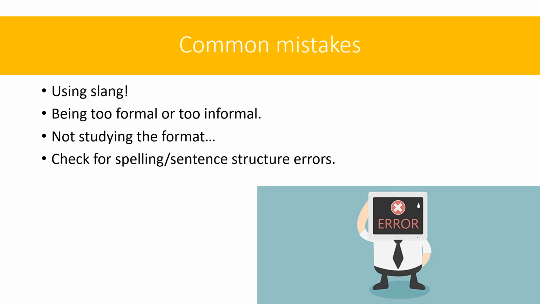Then another mistake that learners often make is not studying the format. Understanding the format is going to help you when you're writing these transactional writing pieces. Remember, transactional writing really boosts your marks, in the term as well as in the exam. And then a common error that many learners make is not checking for spelling errors and sentence structure errors. If you are finished early, read over your piece of writing and make sure that you've caught any mistake that you've made.